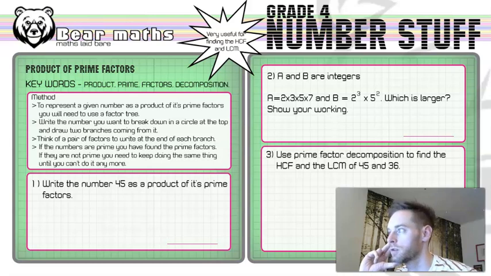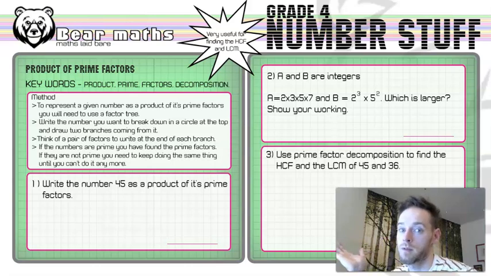The keywords are product, prime, factors, and decomposition. Product is the result of multiplying some numbers together. Prime numbers are numbers that have only got two factors. Factors are the numbers that fit into given numbers. And decomposition is when you break something down.